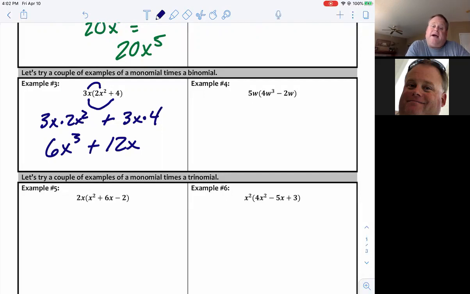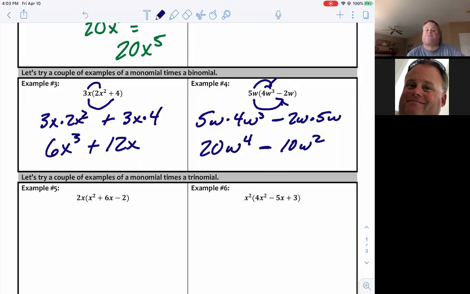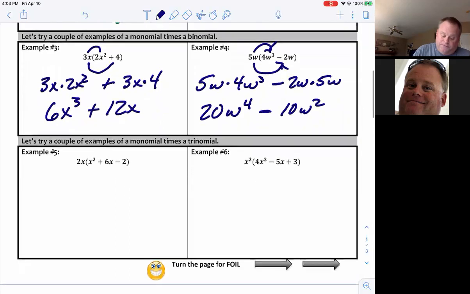Example 4. 5w outside the parentheses of 4w to the third minus 2w. There and there, and kind of indicating that I'm going to distribute. So 5w times 4w to the third minus 2w times 5w. And I'm going to write it like that because it's the negative, right? And I want to make sure that that negative gets distributed. So 5 times 4 is 20. W times w to the third is w to the fourth. Now I only have one negative here, so I do know it's a minus. 2 times 5 is 10. W times w is w squared. All right. Let's keep going.